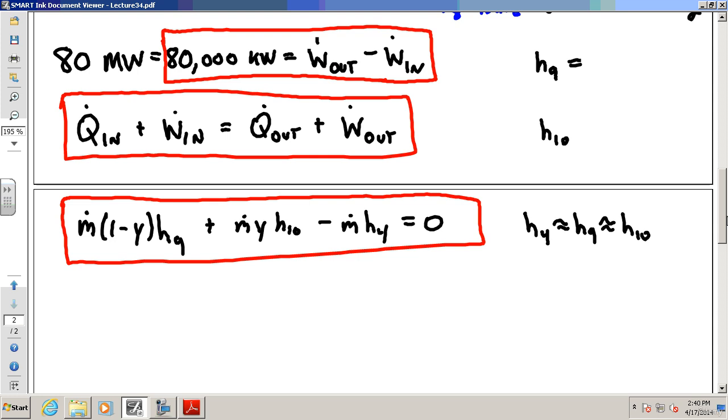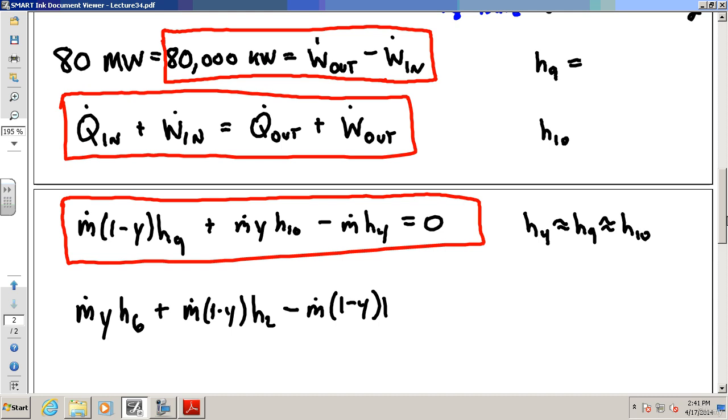We'll write the energies in and we'll subtract the energies out. What's coming in to the closed feed water heater? What comes in on top? How can I write that energy down? M dot Y times what? H6, perfect. What's coming in on the side, the right side? M dot times 1 minus Y, H2, good. What's leaving on the left side at 9? Minus M dot 1 minus Y times H9, right? What leaves on the bottom? Well, this is easy, right? Minus M dot times Y, H3. That has to all go to 0, equals 0.